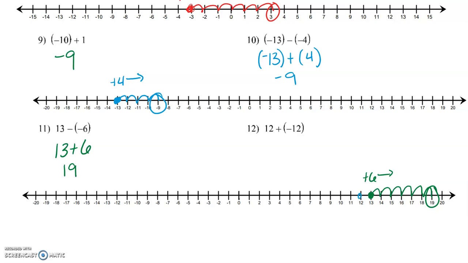So we're going to start here at positive 12, and if we add a negative 12, we're moving 12 units to the left. So we're going 1, 2, 3, 4, 5, 6, 7, 8, 9, 10, 11, 12, and we wind up at 0.